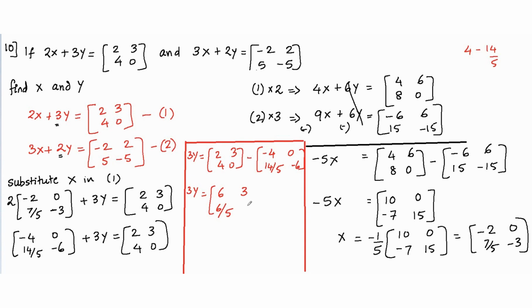And 0 minus of minus 6 is positive 6. And therefore, y will be equal to 1/3 of this matrix, [6, 3; 6/5, 6], which is equal to 1/3 of 6 is 2, 1, 2 by 5 and 2, right? So this is the matrix Y. So you would have observed that we use the same concepts of solving simultaneous linear equations by elimination in this particular problem also, and the method remains exactly the same. So let me pause for a few seconds so that you can take a look at this, and then we will move on.